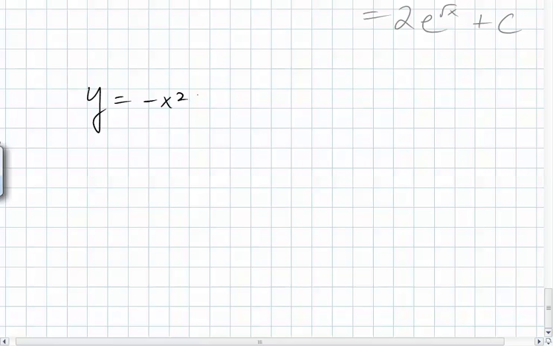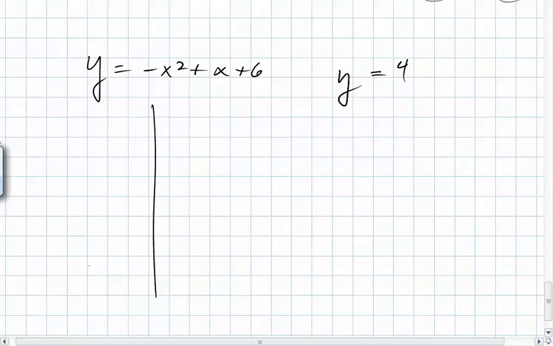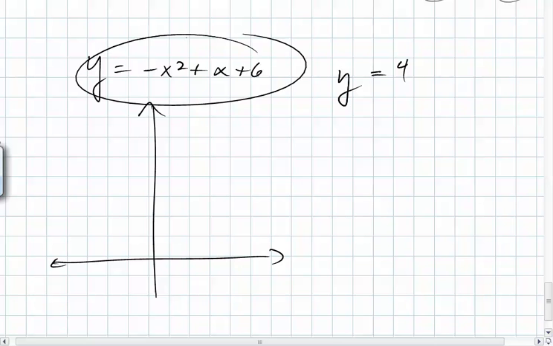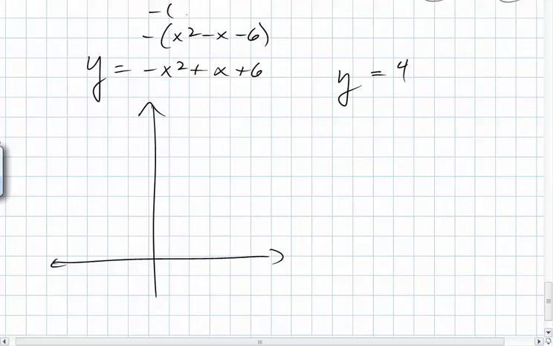Y equals negative x squared plus x plus 6, and y equals 4. So what does this vaguely look like? If you had to do this by hand, what's the best way to graph that? Oh yeah, you could just make it negative of x squared minus x minus 6. What does that factor into? X minus 3 times x plus 2. So it crosses at 3 and negative 2. And when x is 0, what's y? 6. So it's there, and it crosses at 6.